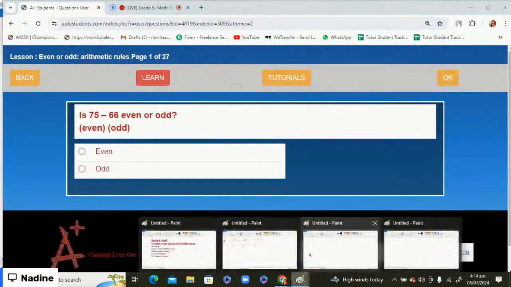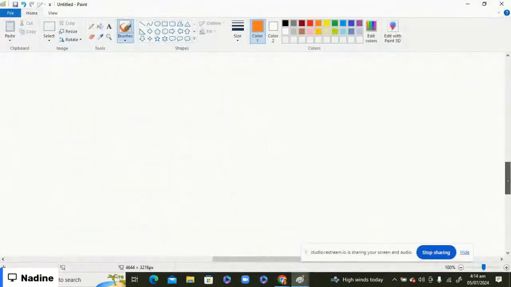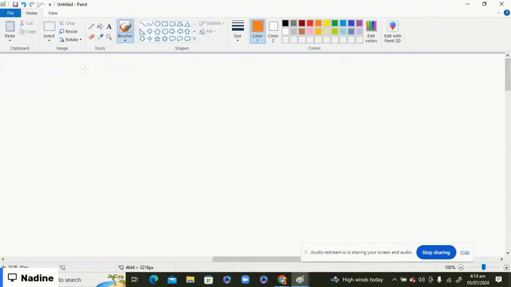75 minus 66. So here is 75 minus 66. Let's just subtract and then we see if that is even or odd. Okay? All right. So let's get right. 75 minus 66, after subtraction, it's 9.